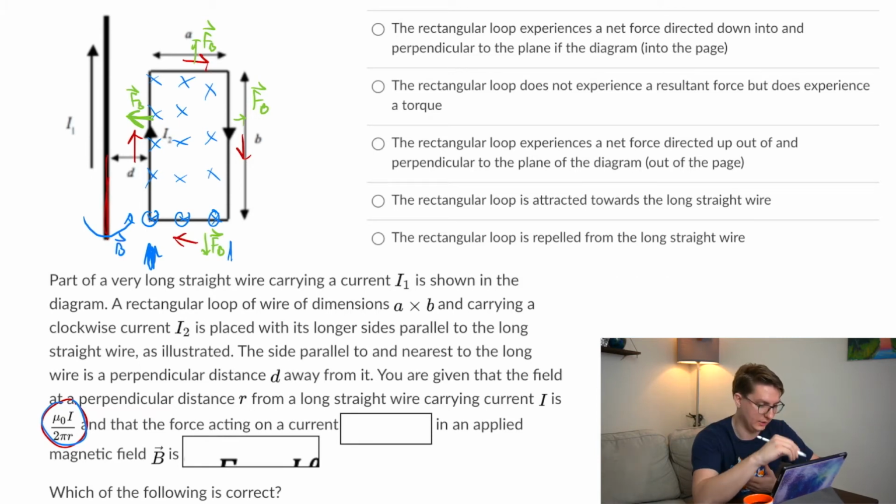So let's look at our options. The rectangular loop experiences a net force directed down and perpendicular to the plane of the diagram. So no.